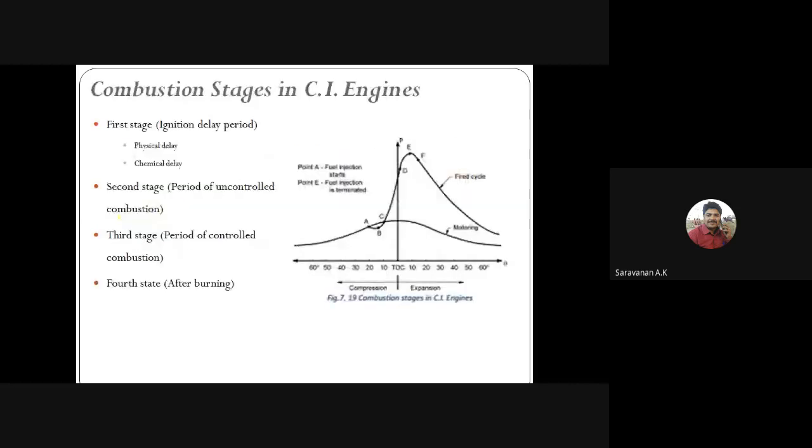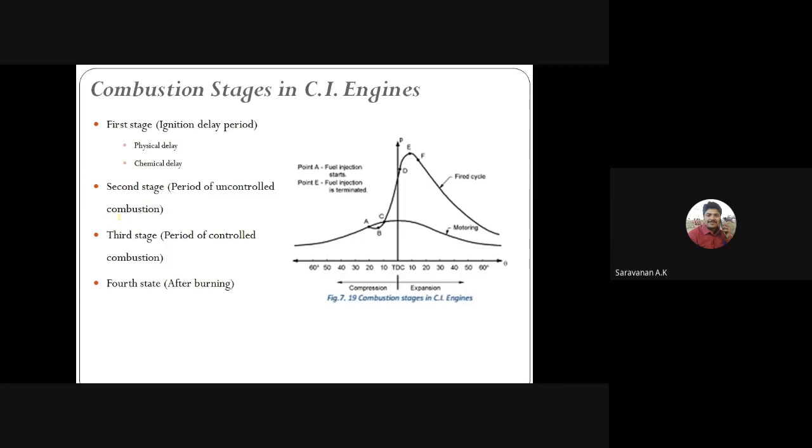In the combustion of the CI engine we have stages. For the SI engine we have three stages, but here we have four stages. The first stage is the ignition delay period, which has two delays: the physical delay and the chemical delay. The second stage is the period of uncontrolled combustion, the third stage is controlled combustion, and the fourth stage is after burning.